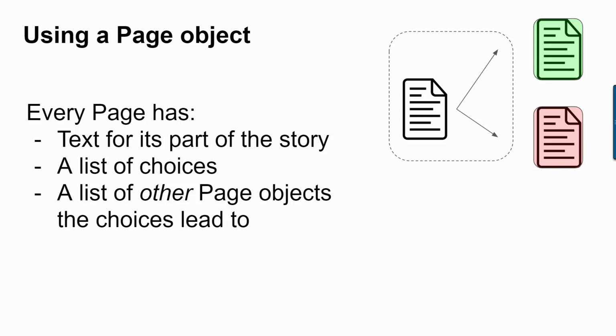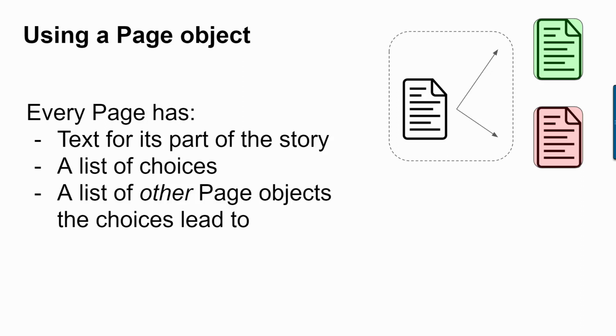So if you imagine a choose your own adventure book, every single page has a couple of things. It's got text for its part of the story, and then it has a list of choices that the user could have, and then it has pointers that will point to other pages that each choice leads to. So in our example from before, the start page has a description of there being a path to the left or the right, and the list of choices are the choice to go left or to go right, and that's what the user would actually type.